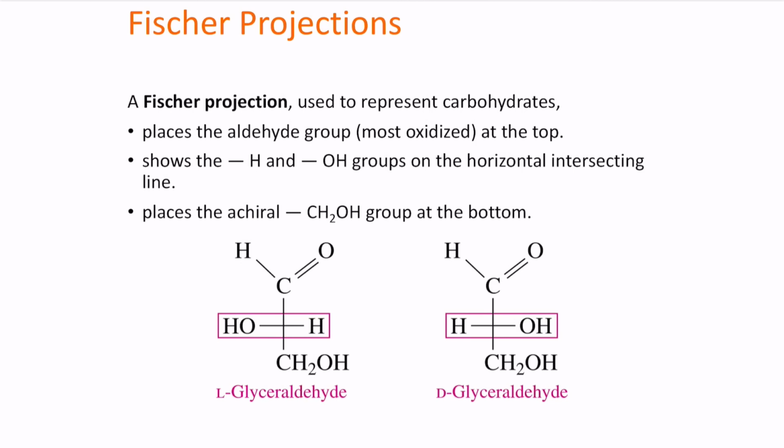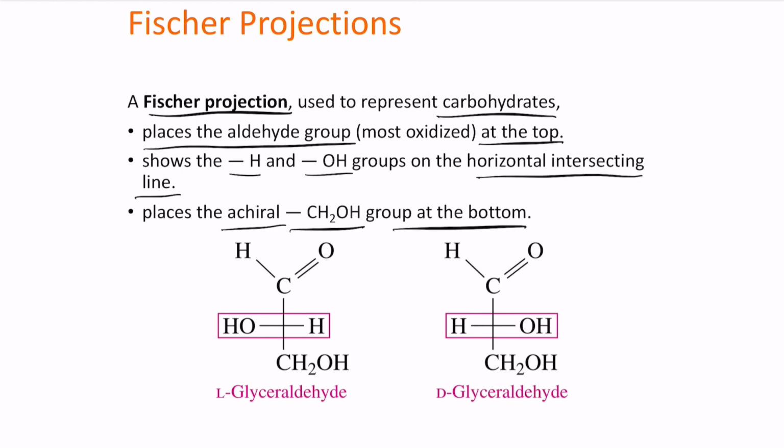Now we know already the Fischer projection is a common way to represent carbohydrates. So we place the aldehyde group at the top and we show the hydrogen and the OH groups on the horizontal, intersecting the line, placing the CH2OH at the bottom. Notice that each intersection point here represents a chiral carbon. Any achiral carbons are generally written as carbons directly.